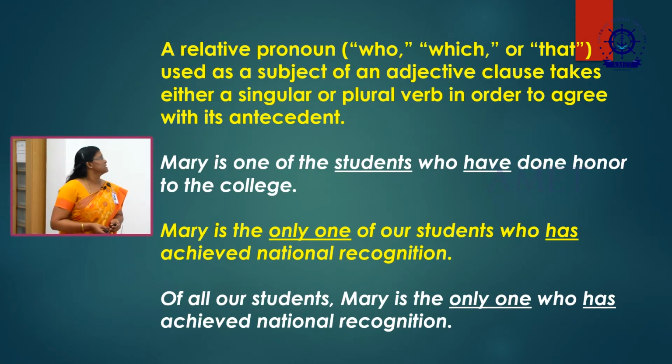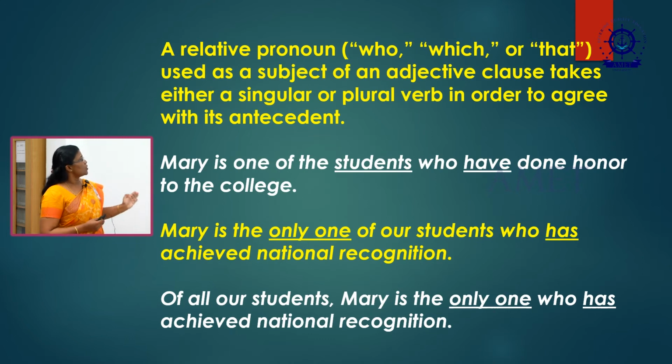The next nuance is a relative pronoun like who, which or that used as a subject of an adjective clause takes either a singular or plural verb in order to agree with its antecedent. This is also again contextual, based on the situation and usage. The learner should decide it. Okay. Mary is one of the students who have done honor to the college. Mary is not the only student who has brought laurels to the college. Like Mary, there are some other students who have brought laurels to the college. So, Mary is one of the students who have done honor to the college.